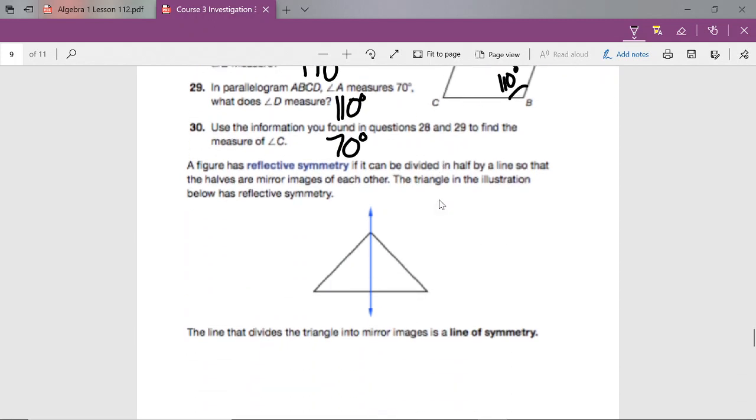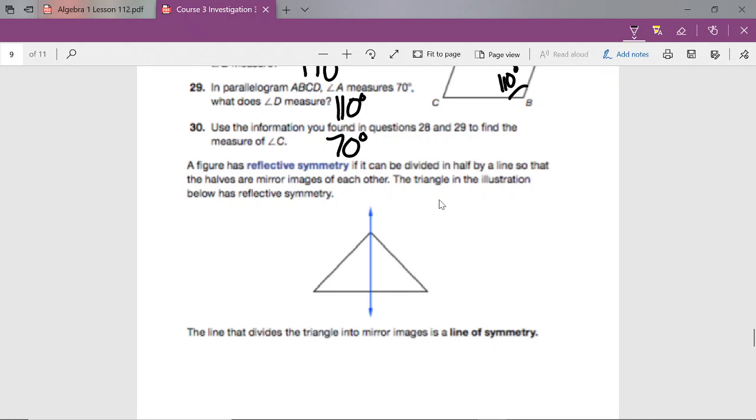All right, lastly, we're looking at some symmetry. A figure has reflective symmetry if I can divide it in half with a line so that each of those halves are mirror images of each other. Think about a mirror and how it reflects back your image.